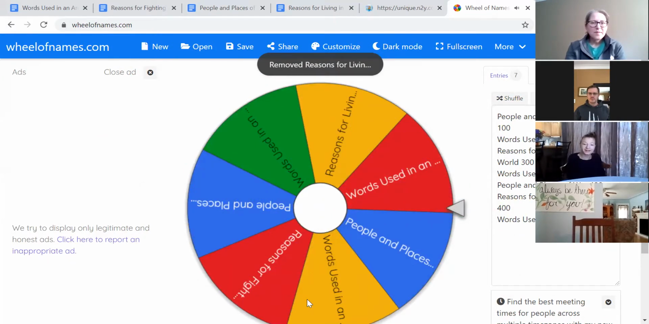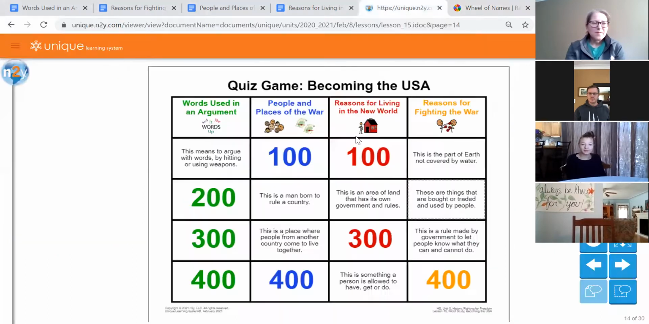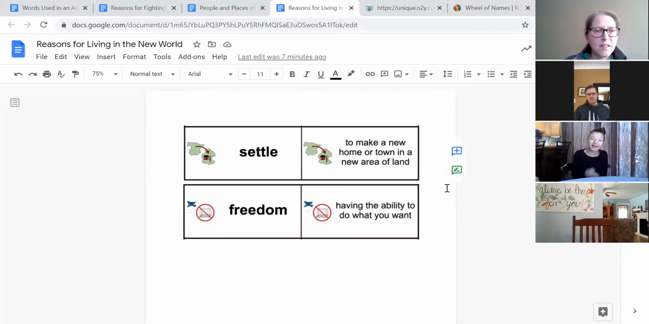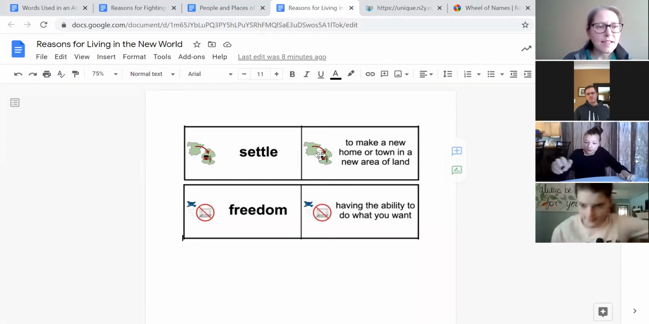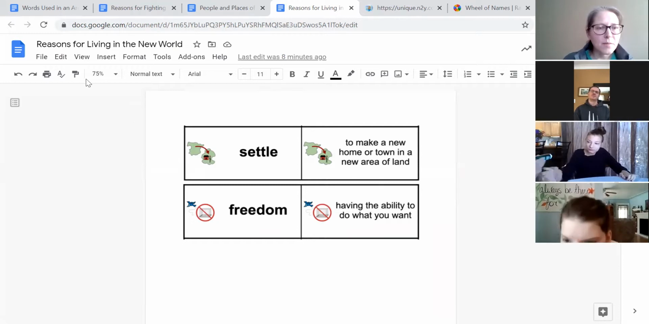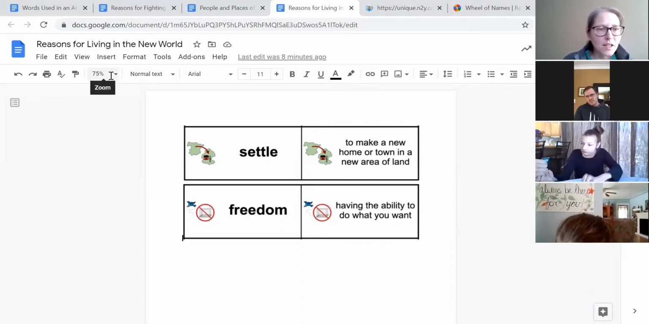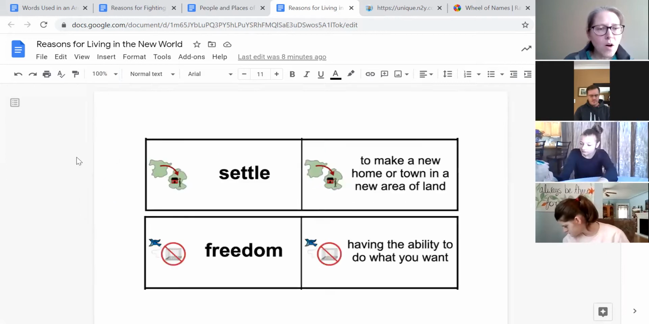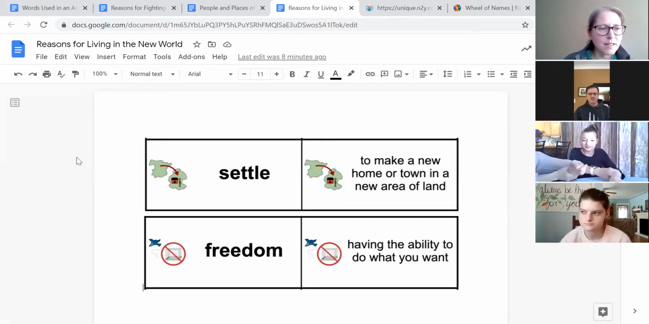All right, reasons for living in the New World, 100. This means to make a new home or town in a new area of land. Okay, so we have two choices here. The word settle on top and the word freedom on bottom. So to make a new home, which one of those words would make sense?